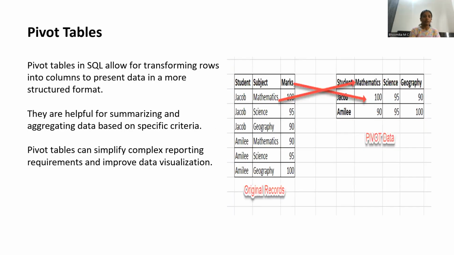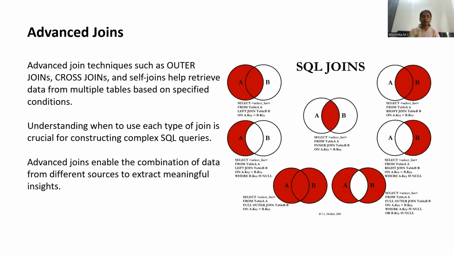Pivot tables. Pivot tables in SQL allow for transforming rows into columns to present the data in a more structured format. They are helpful for summarizing and aggregating the data based on specific criteria. Pivot tables can simplify complex reporting requirements and improve data visualization.